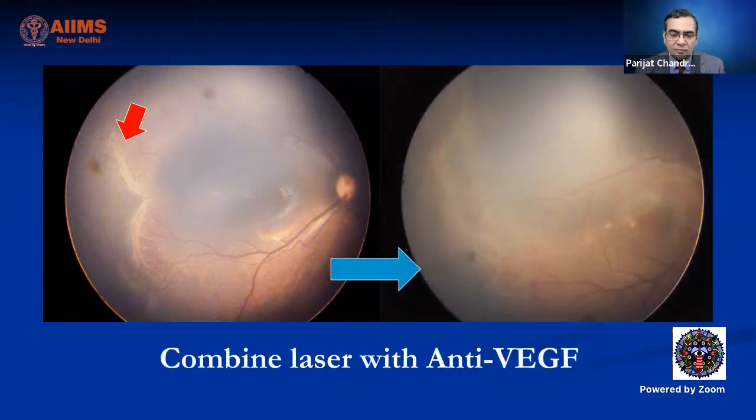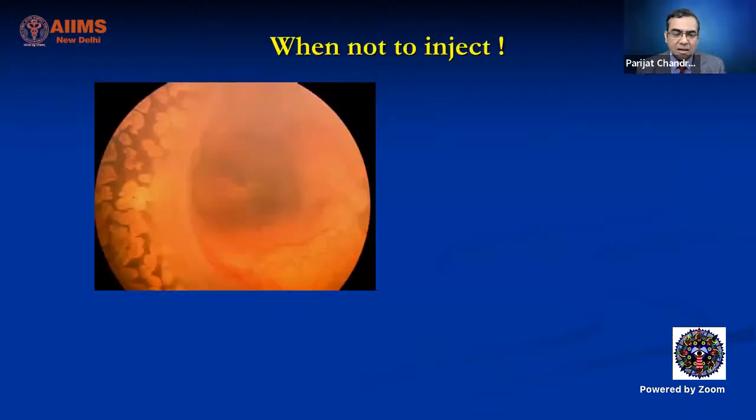So sometimes we do combine laser with anti-VEGF, and we find that the outcomes can be very good in these eyes. And you see, this is just a photograph of 7 days, and you can see how well the whole thing has disappeared. So the predictability of treatment is there, and the outcome is more in your control rather than in the control of the ROP process. We should also know when not to inject.